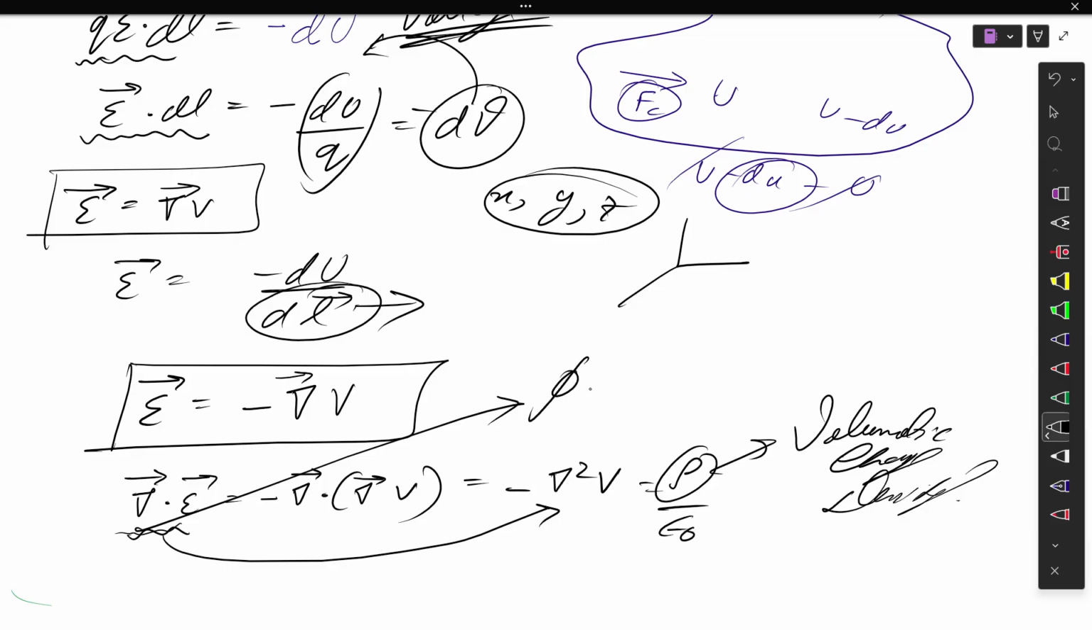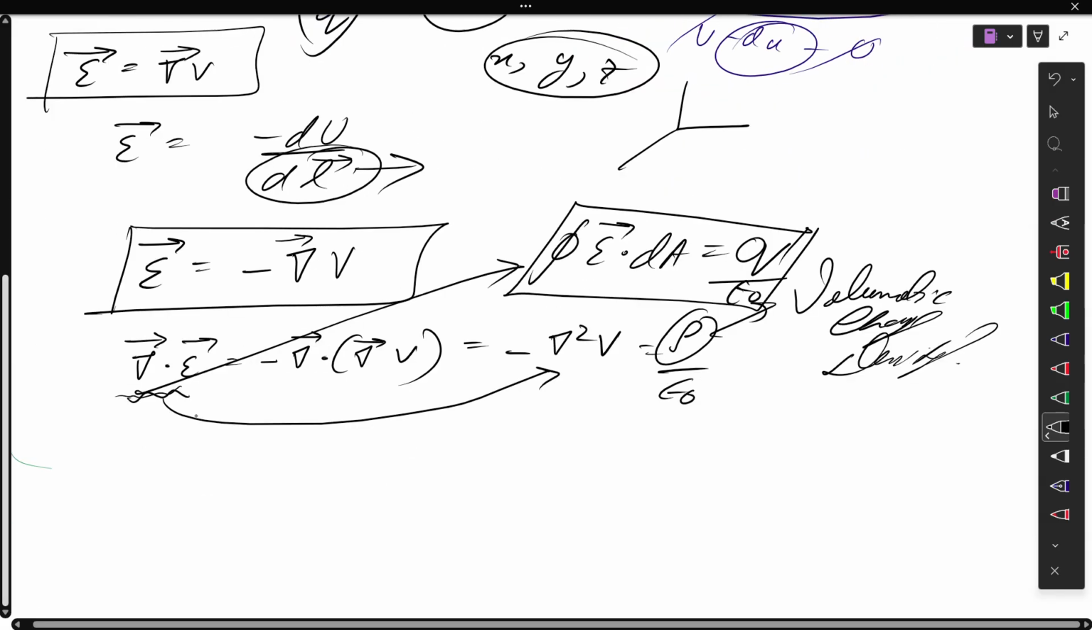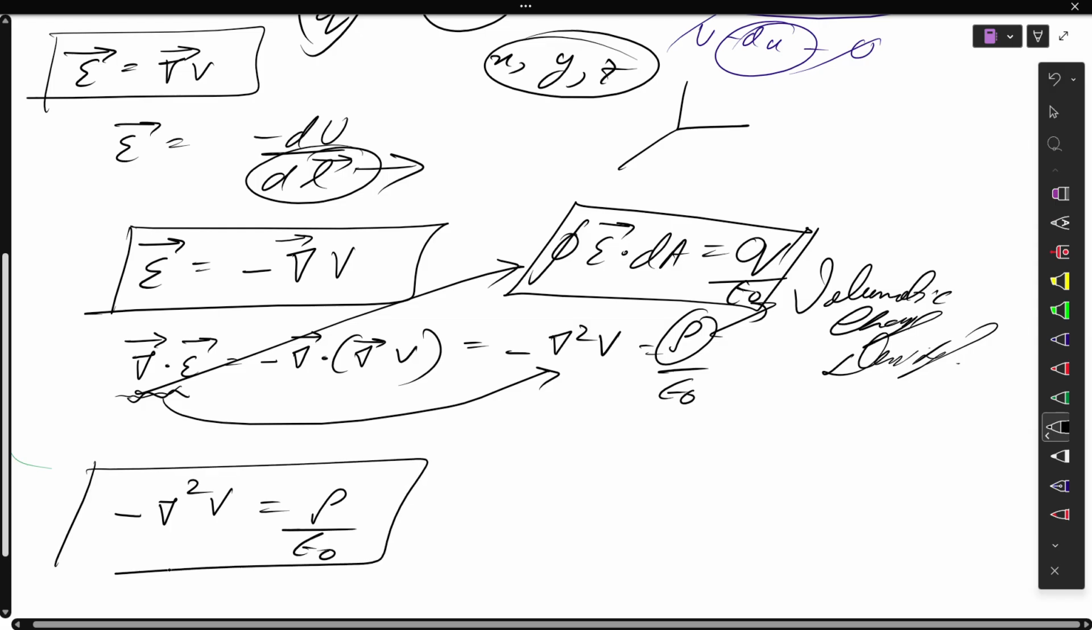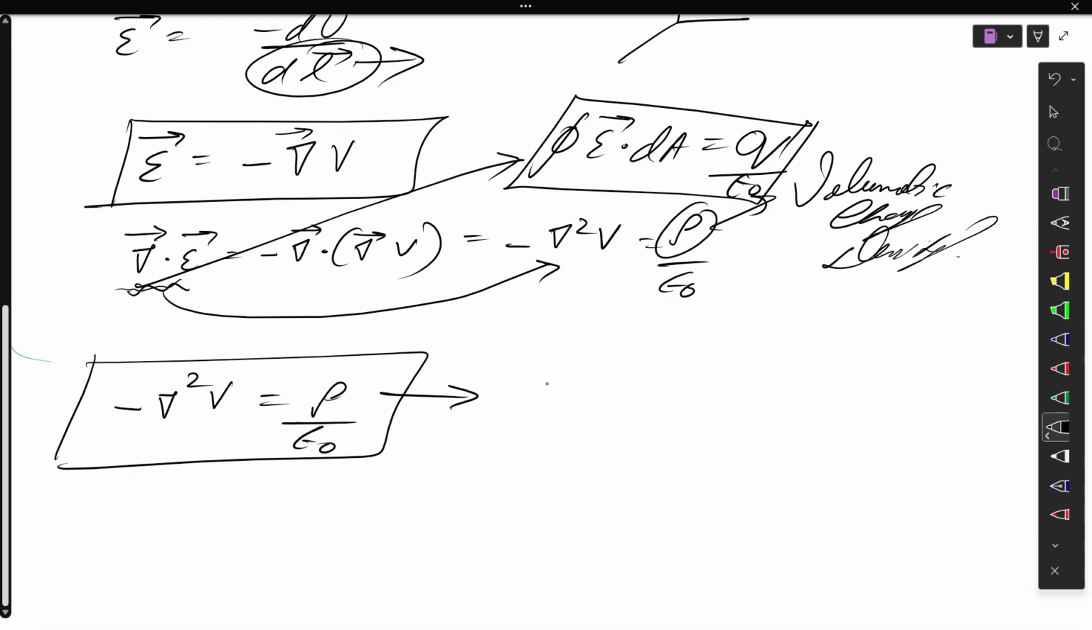Gauss's law states that the closed surface integral of the electric flux, E dot dA, is always equal to Q over epsilon naught, right? From here we can relate the following: minus double nabla of V is equal to rho by epsilon naught, where rho is the volumetric charge density, and this is regarded as Poisson's equation.